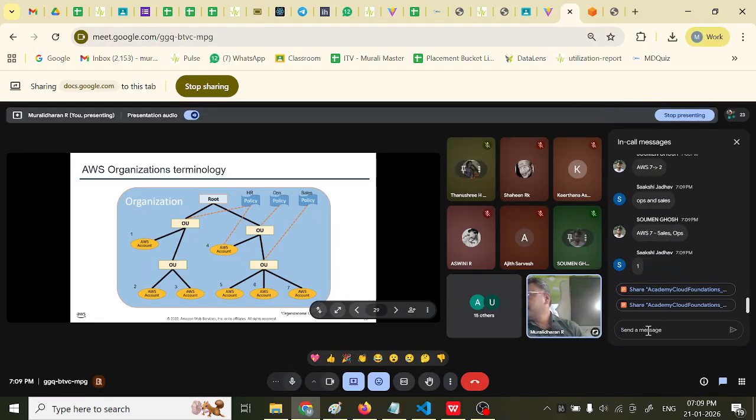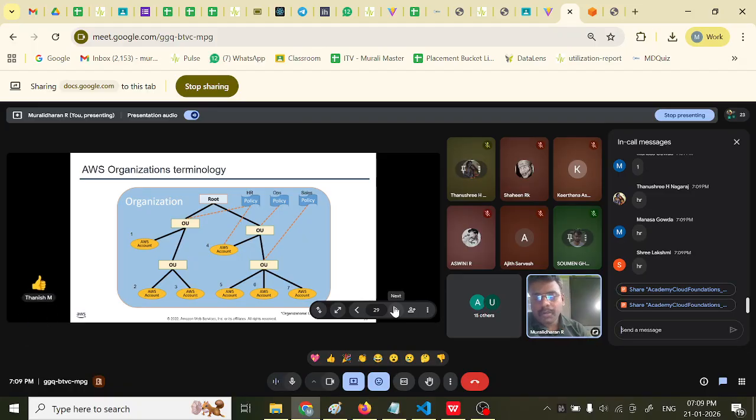Account number 3. Okay, Srilakshmi said 1. What is that policy? Policy name? Yes, HR. Okay, good. Fine. So only one. So I hope you understood this, right?